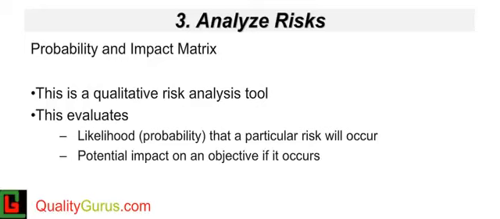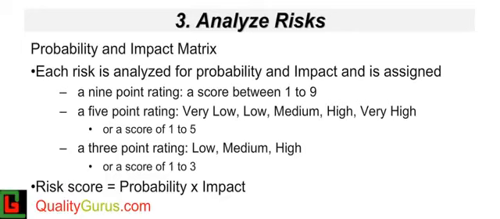As discussed in the previous slide, the probability and impact matrix is a qualitative risk analysis tool. This matrix has two aspects: the probability that the risk will actually happen, and the potential impact if the risk happens. These two are classified from very unlikely to very likely. In the probability and impact matrix, the risk probability and the risk impact are assigned a score of 1 to 9, where 1 is the least and 9 is the highest. A risk score is then calculated by multiplying these two numbers.